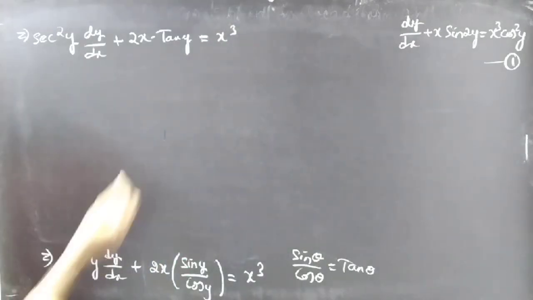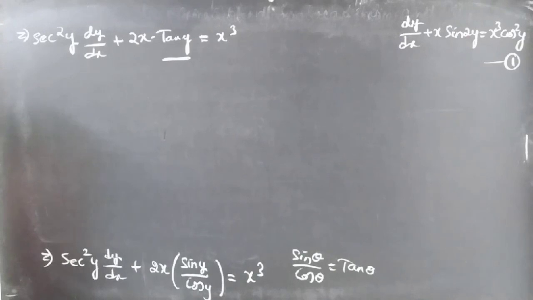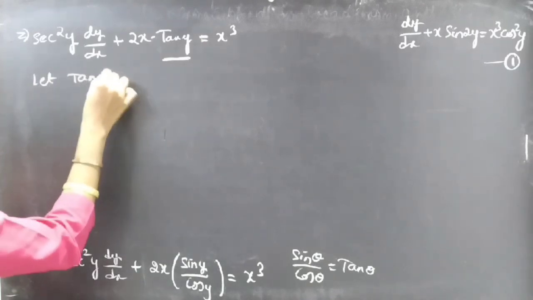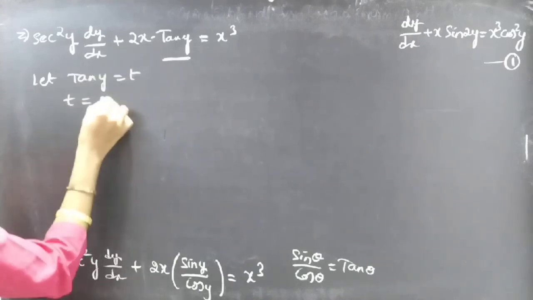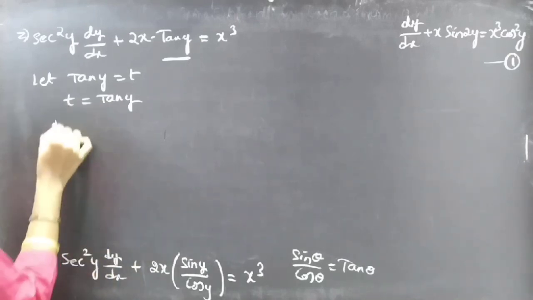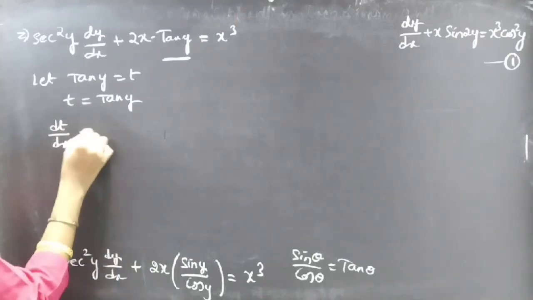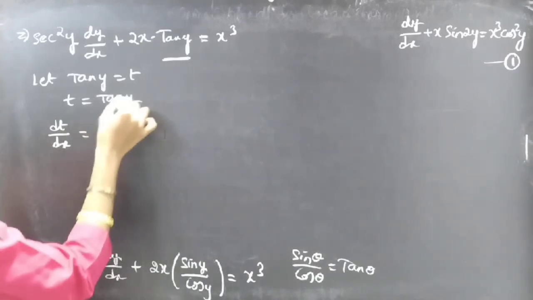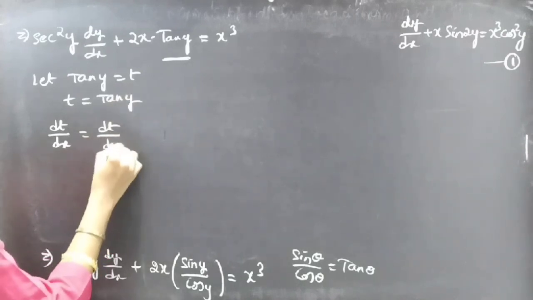Right? Now let tan y equal to some t, because we are going to reduce the given differential equation to linear equation. Okay, let tan y equal to t, or t equal to tan y. Now we need to find derivative of t with respect to x. So here we are going to use chain rule. dt by dx equals to dt by, since t is a function of x, function of y, right? So we'll use dy.